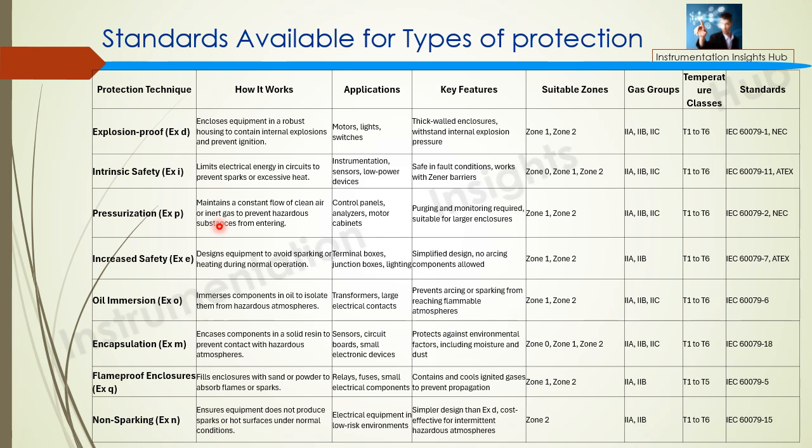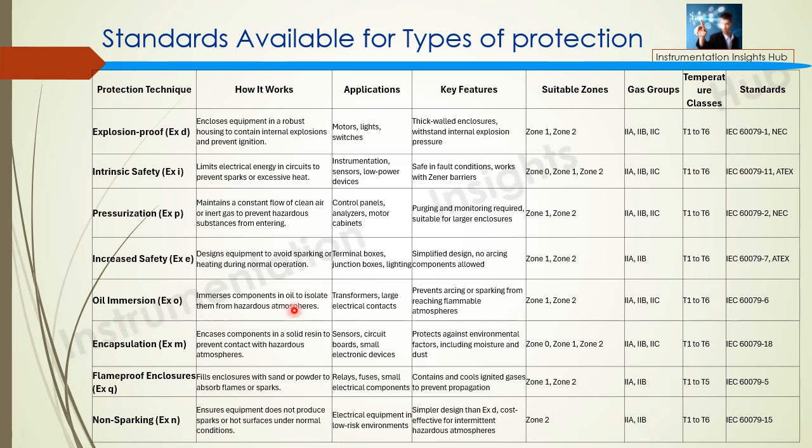Increased safety: design equipment to avoid sparking or heating during normal operation. That is the increased safety. How do we achieve that? Where is the application? By terminal boxes. If you are using terminal boxes, then that can be an increased safety method. Junction boxes and lightning arresters, right?